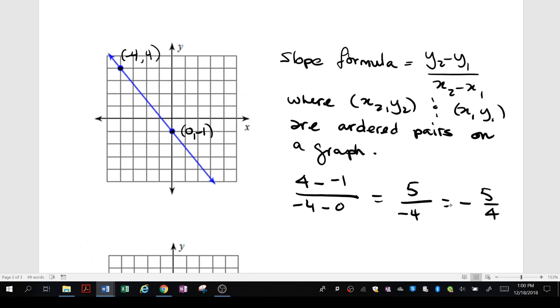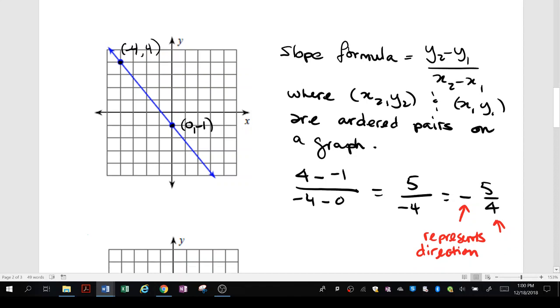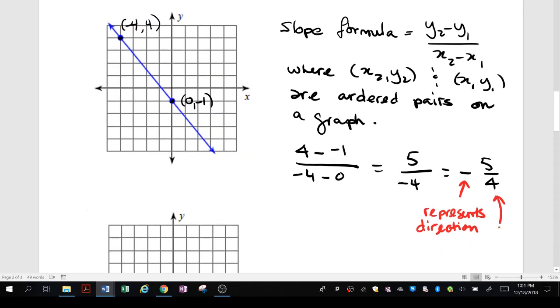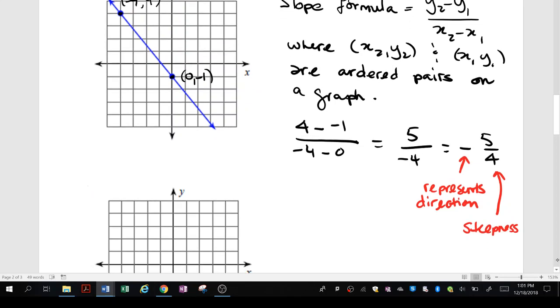The negative here represents the direction, and the 5/4 represents the steepness. I'm just going to write that down here. The negative represents direction, and this value here represents how steep the line is, the steepness of the line. Let's take a look at another example.